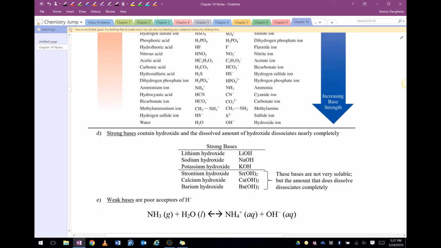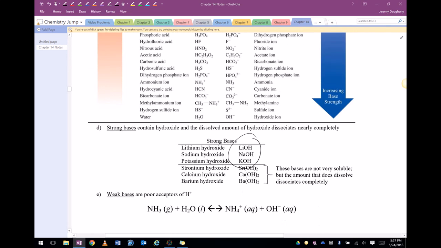Okay. Your strong acids, or your strong bases, are your hydroxides. So we talked about the strong acids, they dissociate completely. Your strong bases dissociate completely. Now, these are the group 1. Group 1 dissociate completely. Group 2, though, which are these guys, although the amount that dissolves dissociates completely, very little of it dissolves.